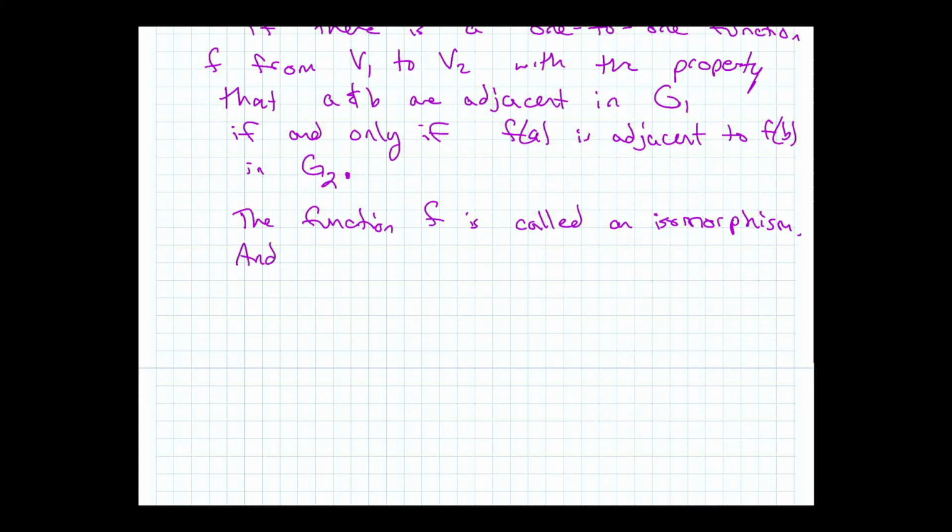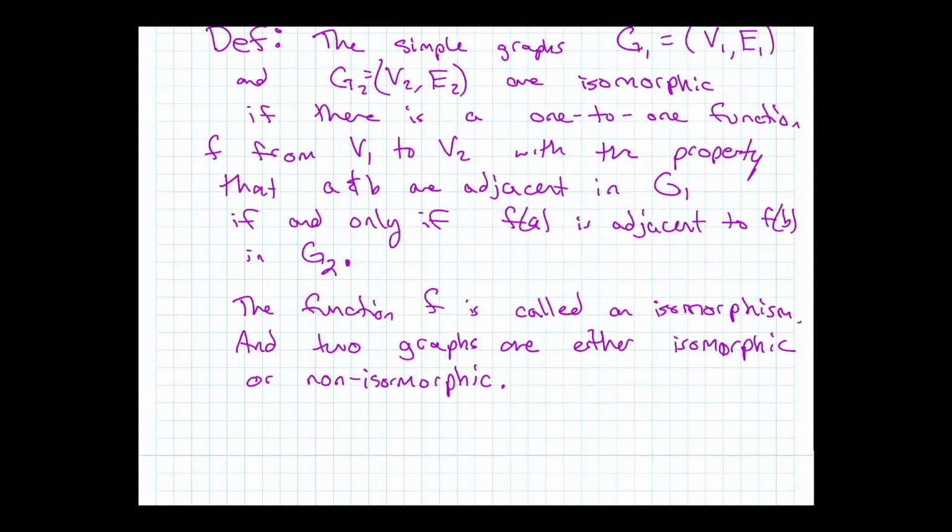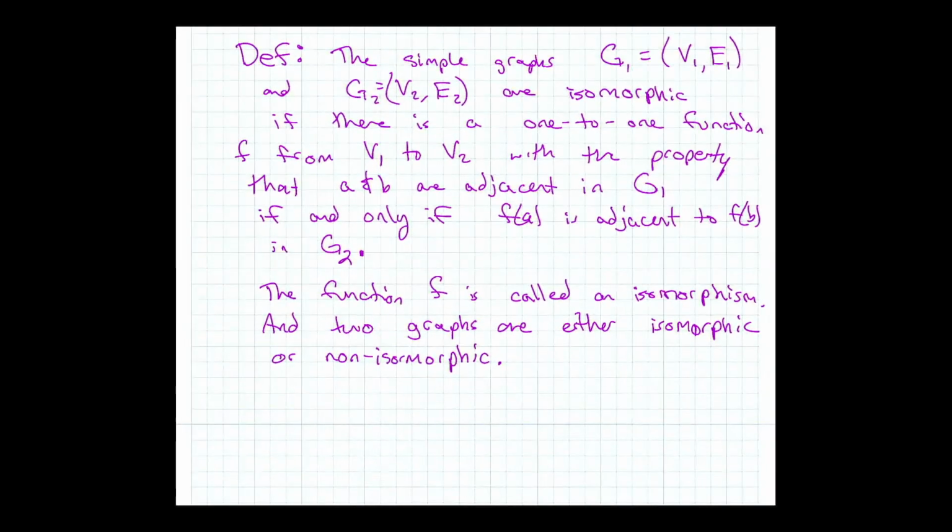And two graphs are either isomorphic or they're non-isomorphic. So there's no third possibility is what I'm saying here. So two graphs, you just say isomorphic or non-isomorphic, right? Now that's a complicated definition.